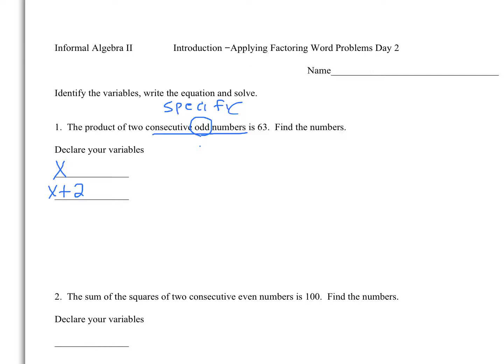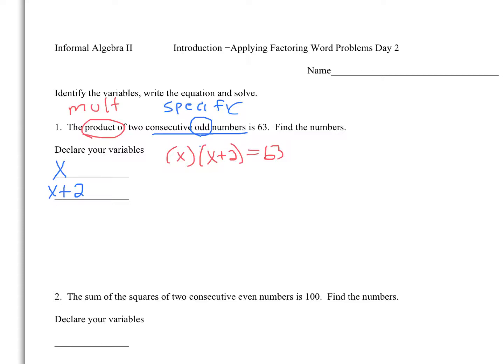Now, the next thing we're going to do is read the rest of this problem again and figure out what it wants. Okay, so it says the product of these two numbers. Product, again, means we're going to multiply these two numbers together. So we're going to take x times x plus 2, and it's going to equal 63.